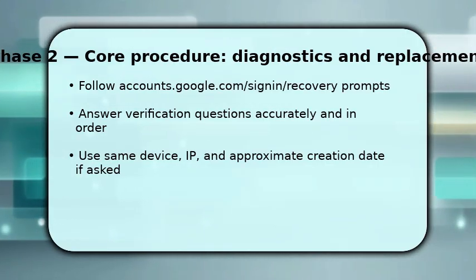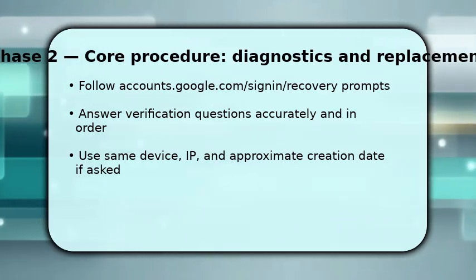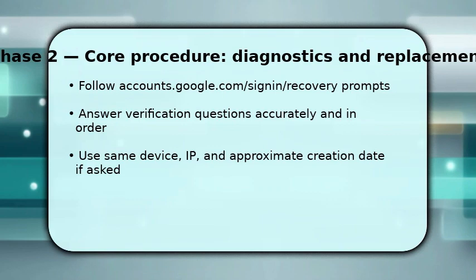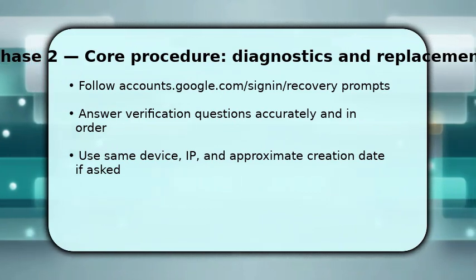Using the same device and usual IP helps Google trust the attempt. If you get a code, enter it quickly. Make sure to follow each prompt until you reach a success or failure notice.